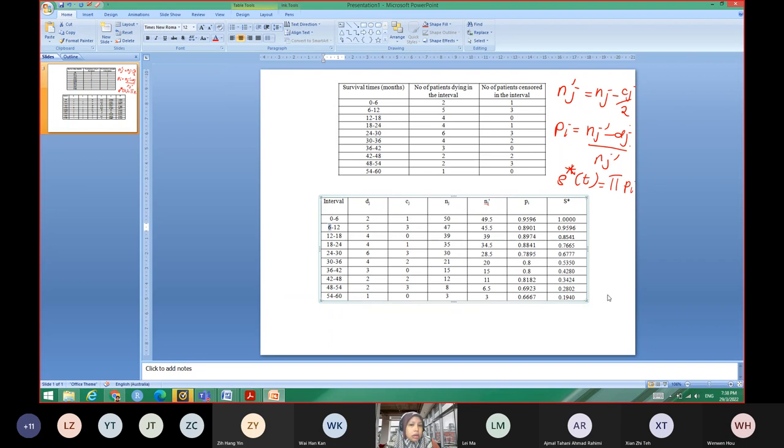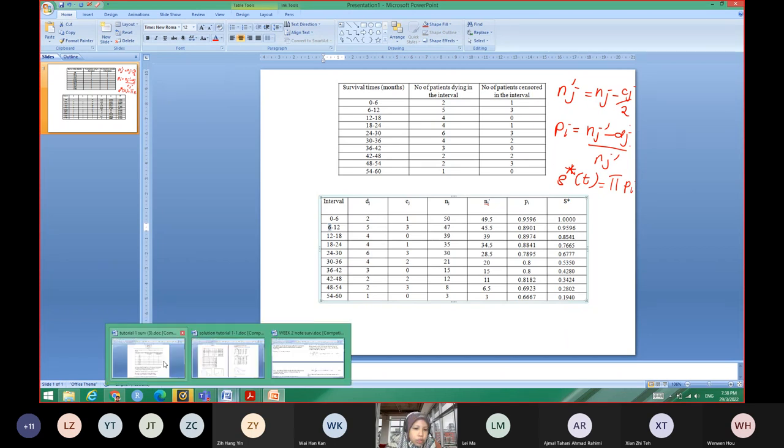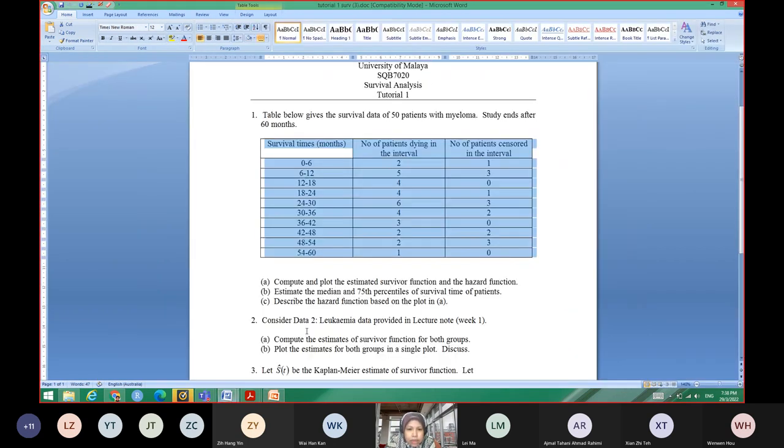Okay. But this is what the data is given. You got what I mean? Right, so the next step you need to do is to plot the survival function, okay? So, yeah, and then what is the next question? Estimate the median and 75th percentile of the survival time of a patient.